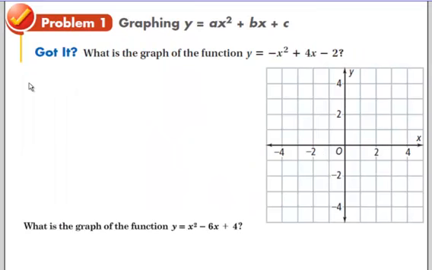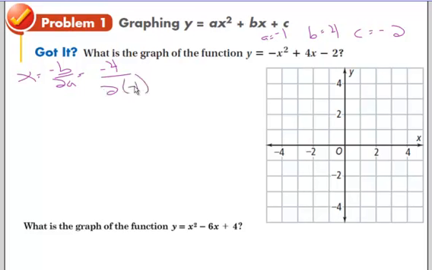Alright, so we're going to use x equals negative b over 2a. I found a as negative 1, b is 4, c equals negative 2. So negative b, negative 4 over 2 times negative 1. After you do this a couple times, you probably won't write all this out, but I'm going to write it out so you understand what's going on.